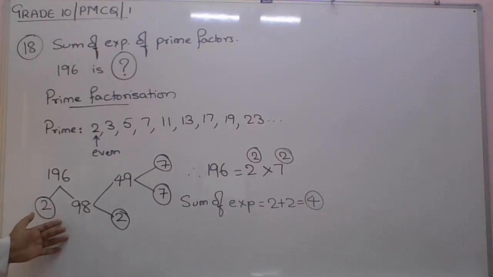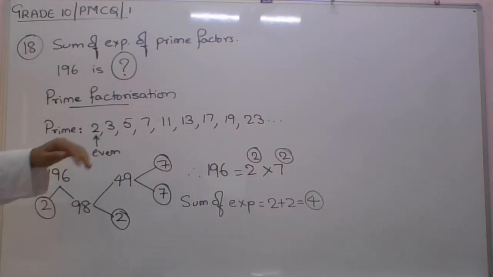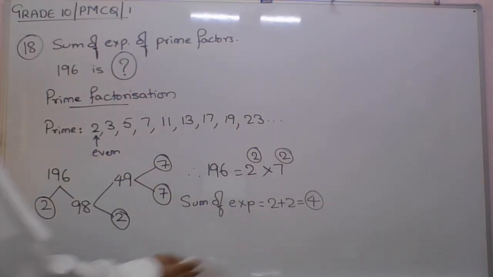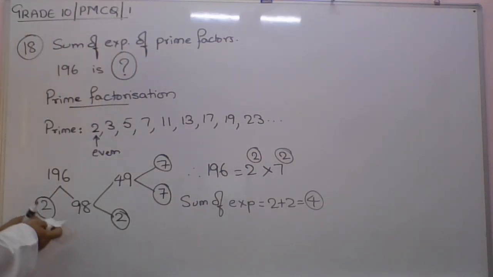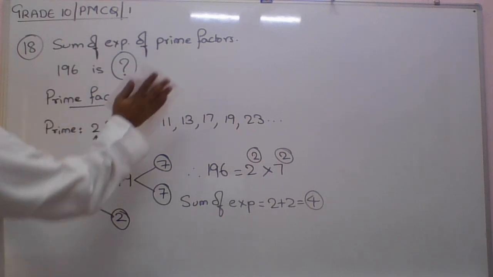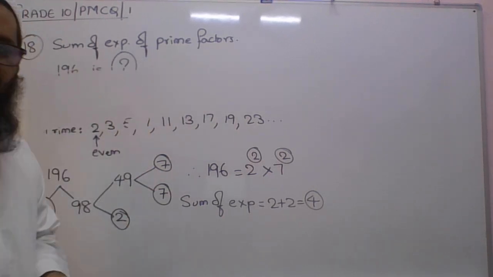So for prime factorization, try to remember the prime numbers till at least 50. Okay, you are in grade 10, they will be asked. Okay, let us go to the 19th problem.